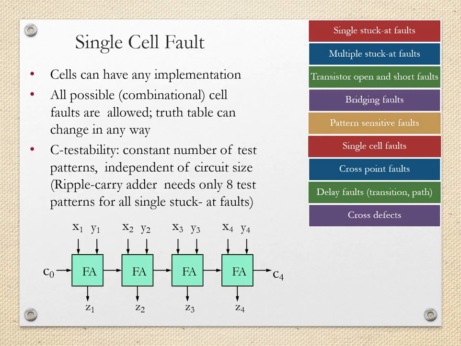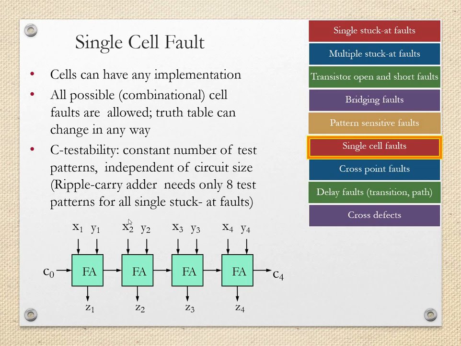The next type of fault is single cell fault. The cell can have any implementation. All possible combinational cell faults are allowed, and the truth table can change in any way. A constant number of test patterns independent of the circuit size, that is, a ripple carry adder needs only 8 test patterns for all single stuck-at faults.